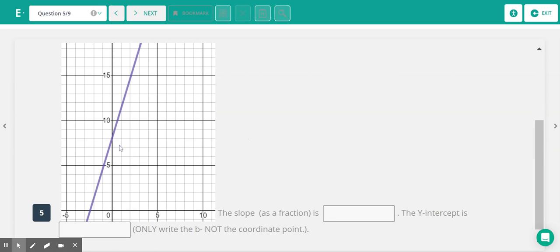Okay, one more of these. My y-intercept 5, 6, 7, 8. I sound like a dance teacher. 5, 6, 7, 8. Okay, so the y-intercept is 8.